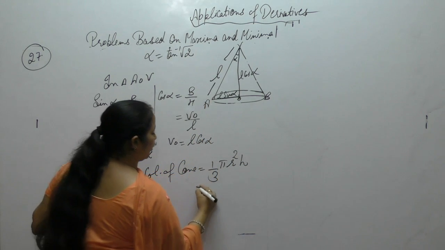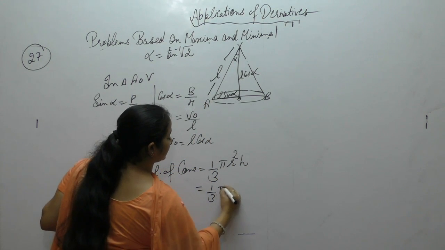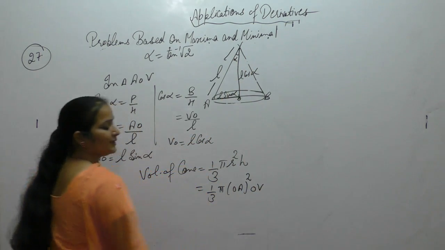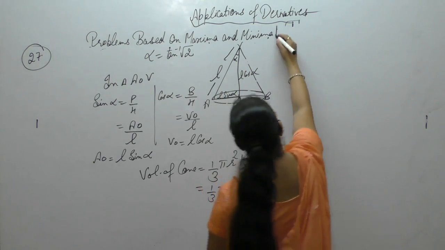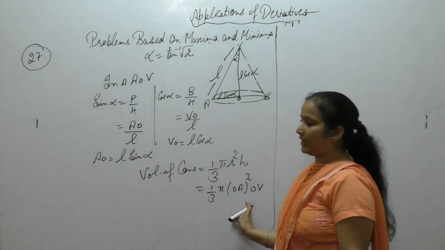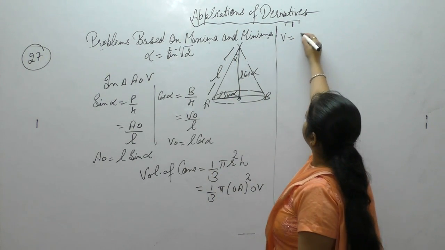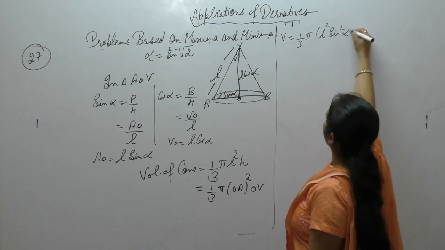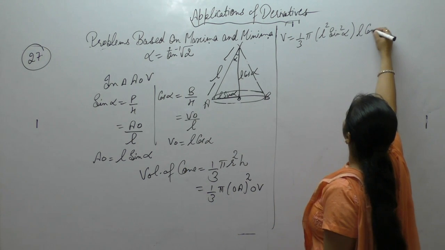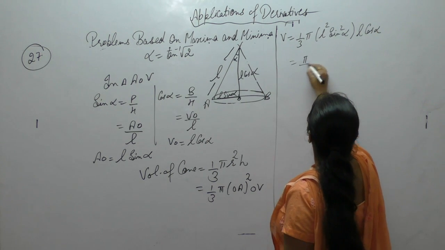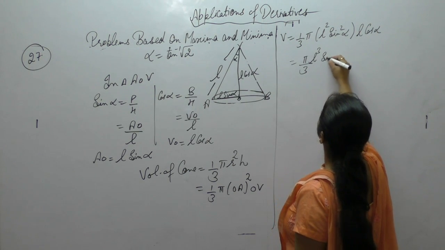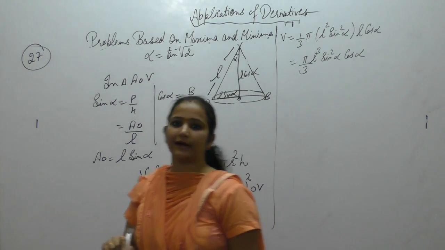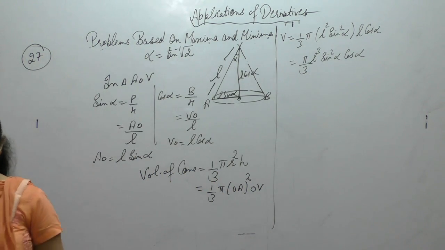रेडियस क्या है? OA. R square, height is OV. यही है हमारे पास. Now put the value of OA and OV. We have the value of these. 1 by 3 pi r square L square sin square alpha. OV is L cos alpha. So we get pi by 3 L cube sin square alpha cos alpha. Clear? Now we have to find the first derivative.